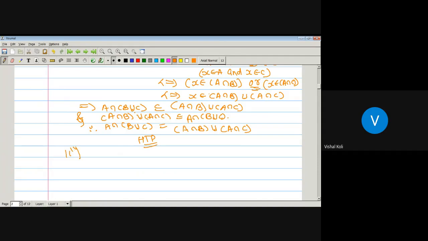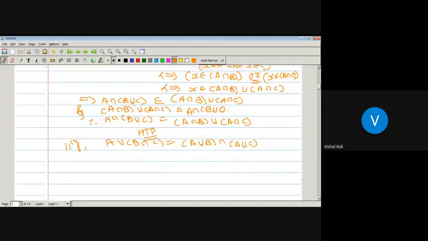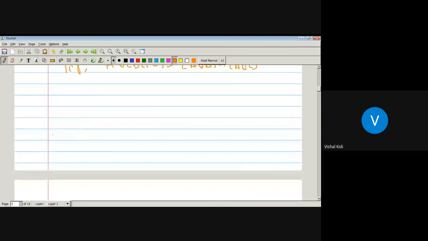And similarly, we can prove A union (B intersection C) is nothing but (A union B) intersection (A union C). Okay, so here we have proved the fourth one. Now it remains to prove the fifth property and sixth property. Okay, now the fifth one. To prove that A minus (B union C) is equal to (A minus B) intersection (A minus C). That is what we have to prove.